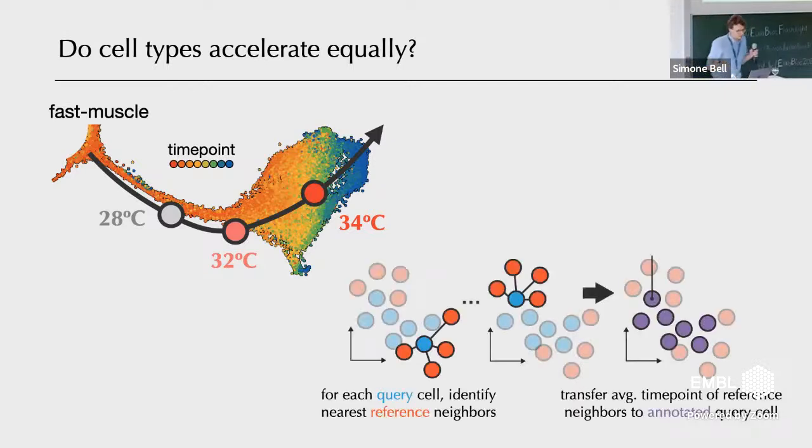And so we can quantify this fairly easily with just a nearest neighbor averaging of all of the time point labels associated with each reference cell that neighbors one of these high temperature cells, or cells from a high temperature embryo.